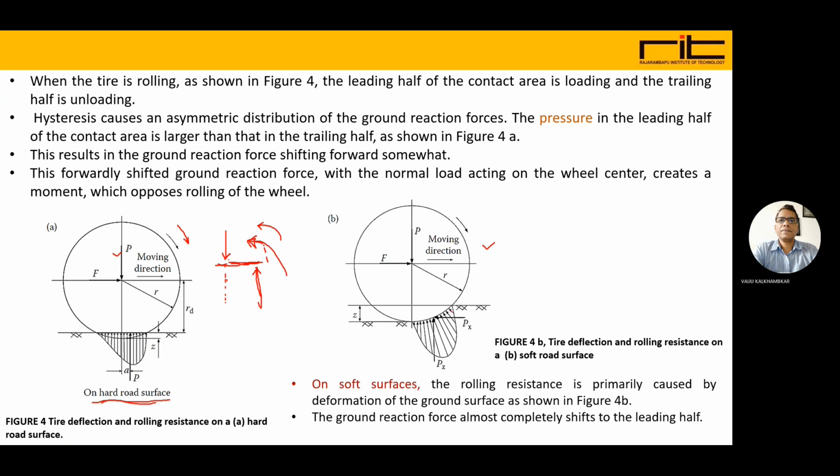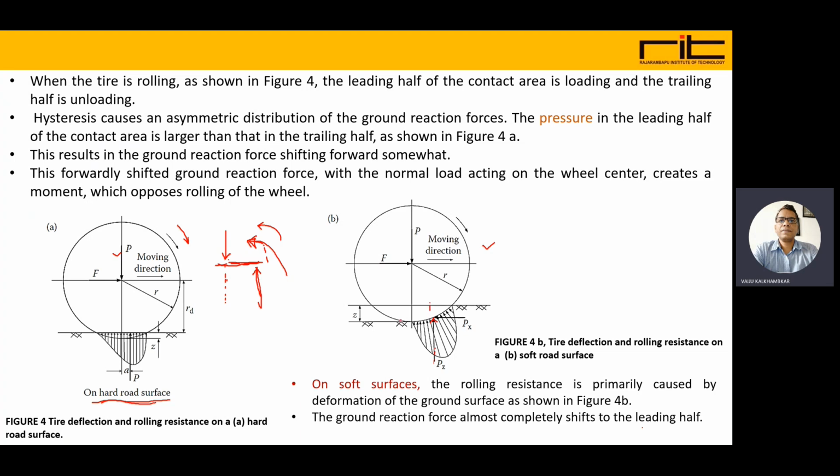So the ground itself will deform. Here the tire has some deformation on the hard surface. The tire has deformation, but here, because of the soft surface and because of the weight or the pressure, it will have the deformation, and this deformation will further create the hysteresis, shifting this reaction force component larger than on the hard surface. The ground reaction force almost completely shifts to the leading half.